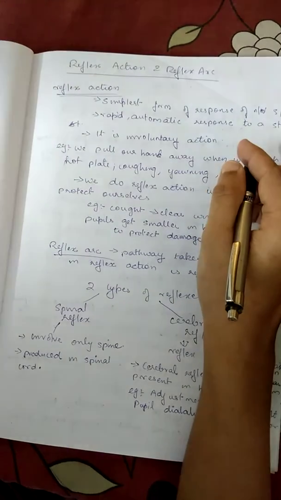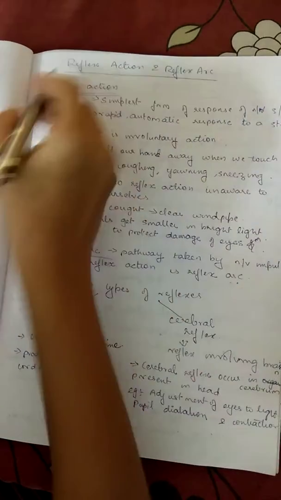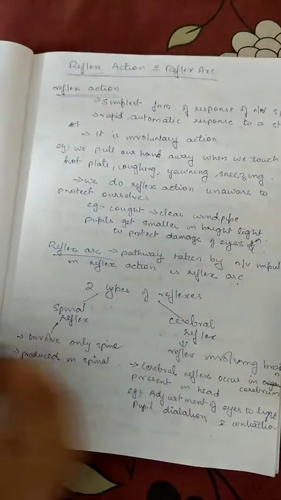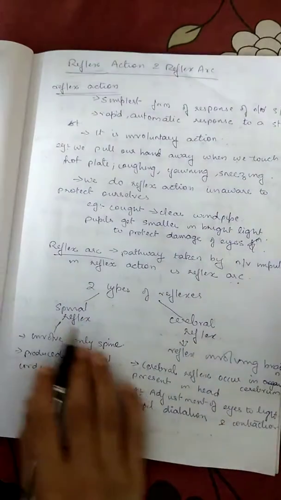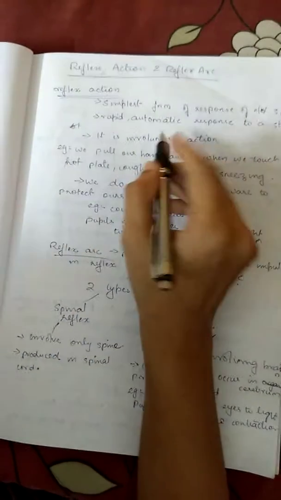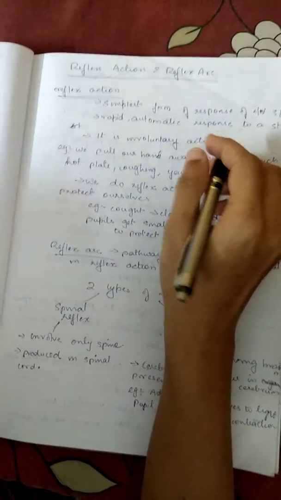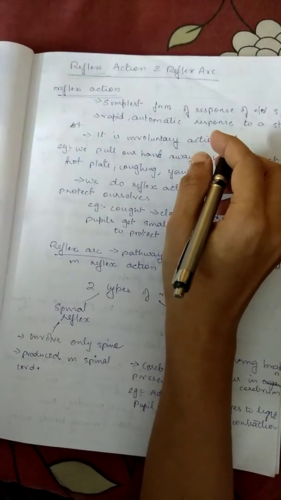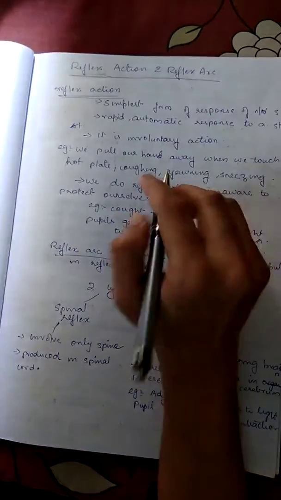That is when reflex action comes into picture, a spontaneous and rapid action. Reflex action is the simplest form of response of the nervous system. No complicated thinking or analyzing process happens here. So this is the simplest form in which the nervous system works.